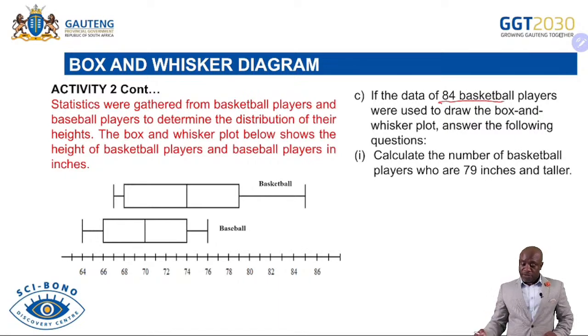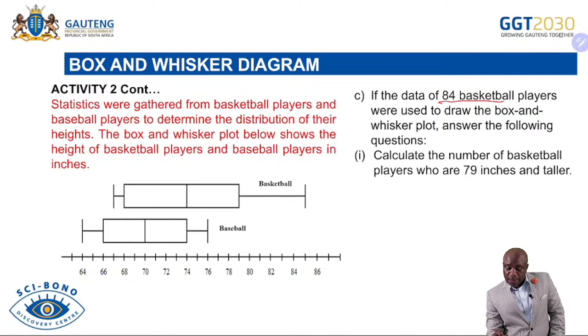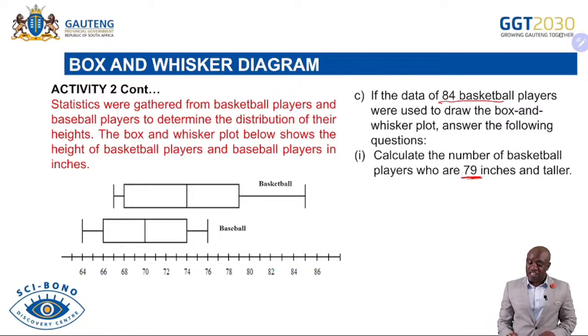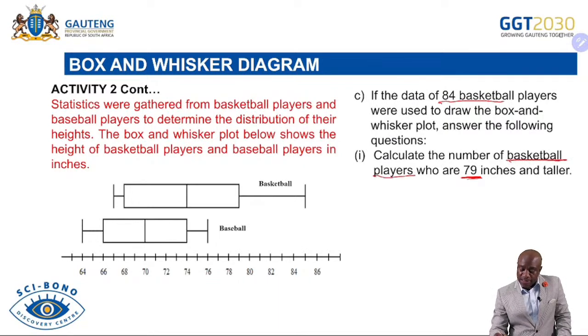The question, it's a tricky question. It says, answer this question, calculate the number of basketball players who are taller than 79 inches. So we need to go to the data and look at the basketball players box and whisker. And we ask questions now.